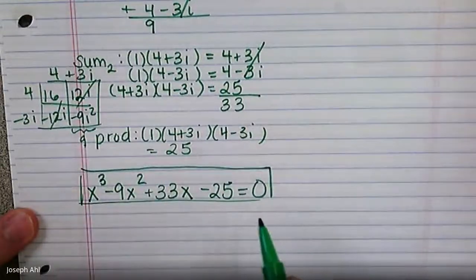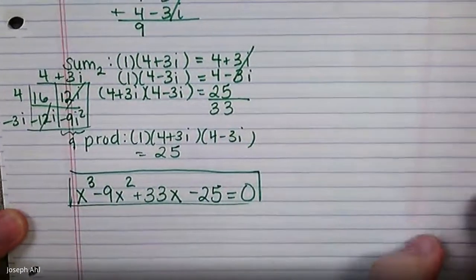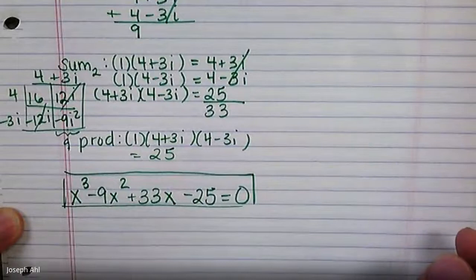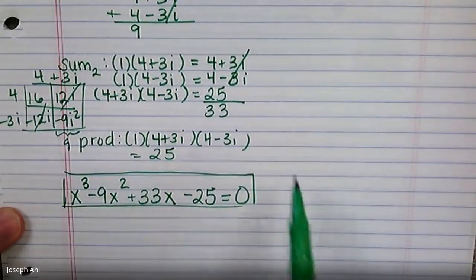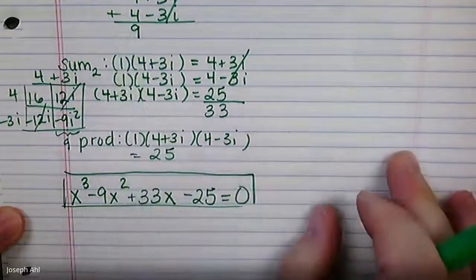Don't forget about equals 0. It's the difference between a 99 and a 100. I want to see hundreds. Okay, so there's my equation given those three roots.